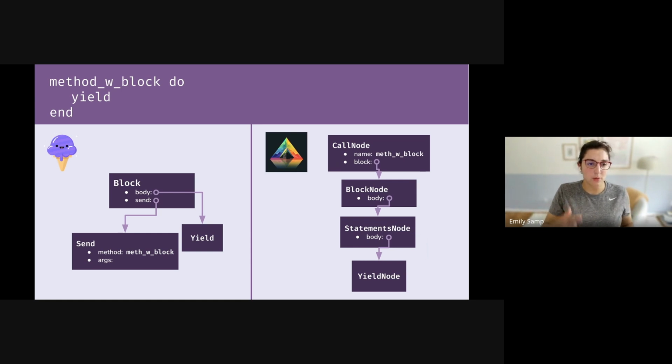However, if we look at the Sorbet parse tree on the left, we'll see the block node is the topmost node of the tree structure. And this node has references to both the send node and to the yield, the node representing the yield keyword. So despite the fact that these two parse trees represent the same code, they are structured totally differently.